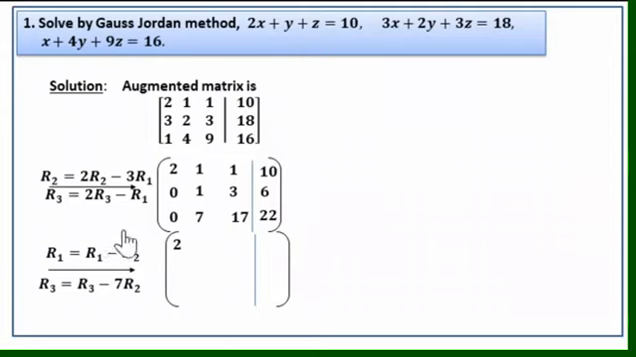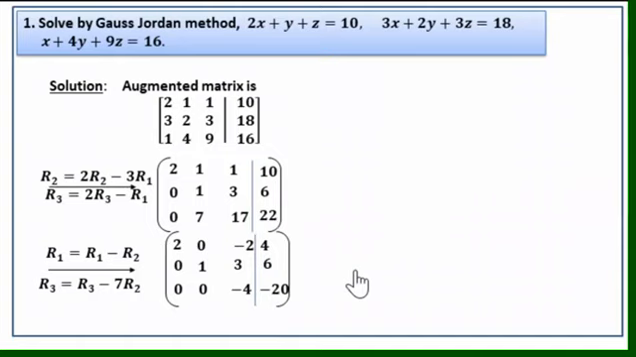So first row, R1 minus R2: 2 minus 0, 2; 1 minus 1, 0; 1 minus 3, minus 2; 10 minus 6, 4. Then we write the second row as it is. Then third row, R3 minus 7R2: 0 minus 0, 0. Then 7 minus 7 times 1, 0. Then 17 minus 7 times 3, minus 4. Then 22 minus 7 times 6, minus 20.